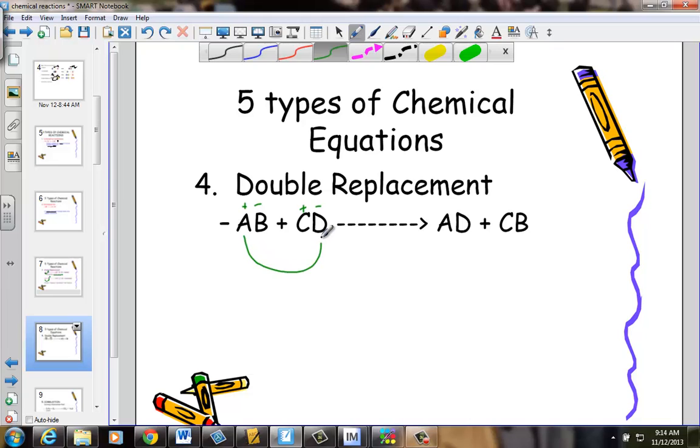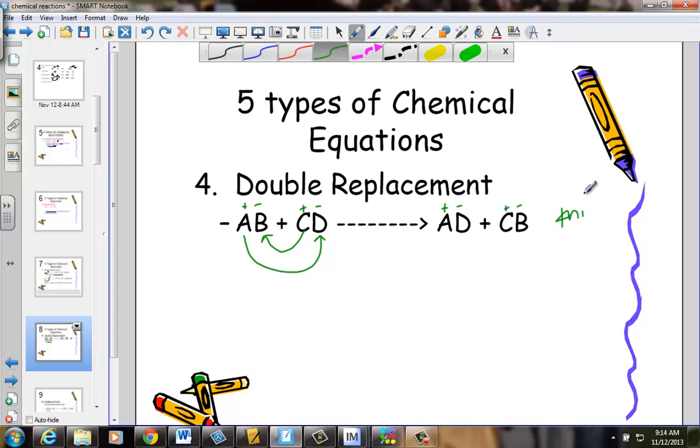If we have a double displacement reaction occur, we simply exchange partners. See the A and the C? They exchange places. The A and the C exchange partners. We form a new compound, A hooked to negative D. Think about charges when we find new partners. And compound CB will form based on charge.